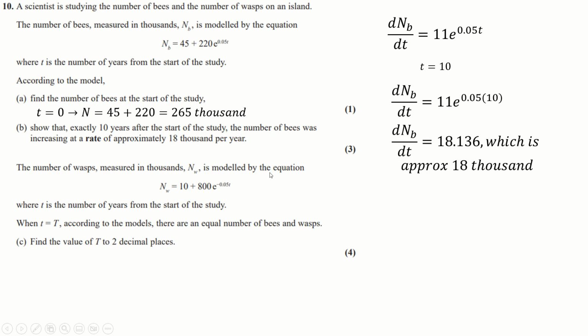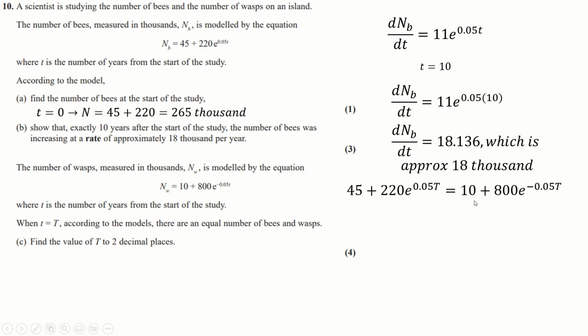And just like I said, just write stuff down. Just don't assume that they know that you know this is 18,000. Just write stuff down. Anyway, the number of wasps measured in thousands is given by this. When t equals big T, there are an equal number of bees and wasps. So we need to set this equal to this, and the t becomes a big T for that.